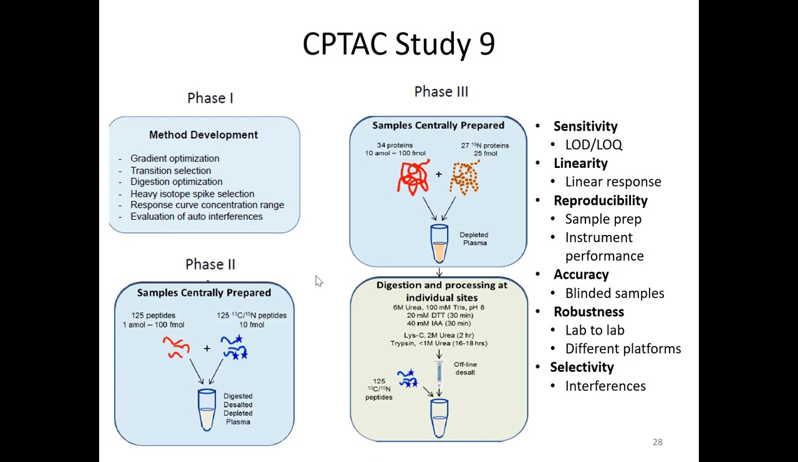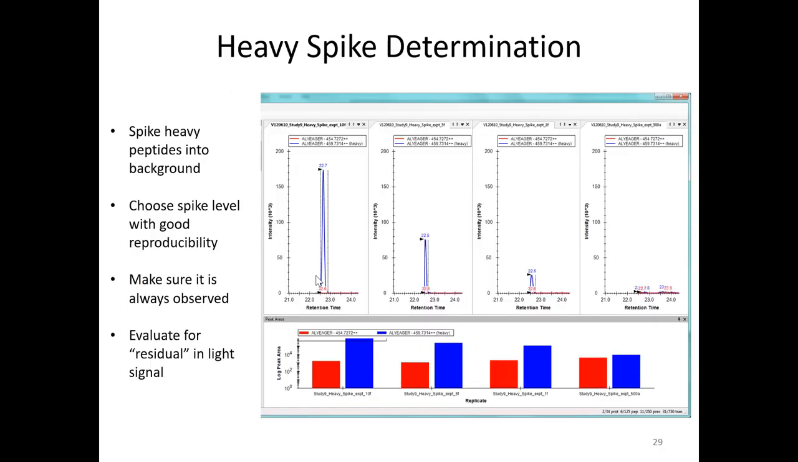And then in the third phase, samples were prepared to generate response curves with the light and the heavy peptides, but they were sent to the sites, and each site did their own digestion and dissolved and then spiked the heavy peptides in at the end. And so some of it accounts for sample handling and digestion variability. This was a big study.